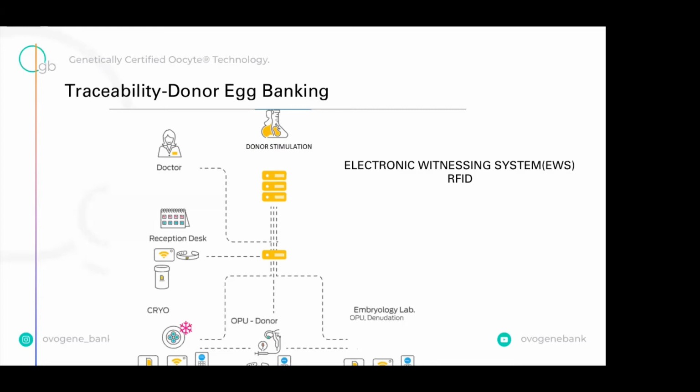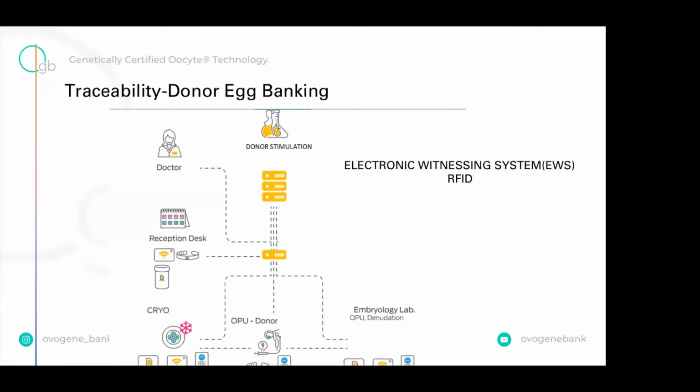We are even trying to get some new way for that. Each customer who wants to be sure about traceability in the electronic way, if they have a card reader, if they supply a card reader, then as OVOGENE Egg Bank, we are ready to share our online witness software for the donor witnessing.